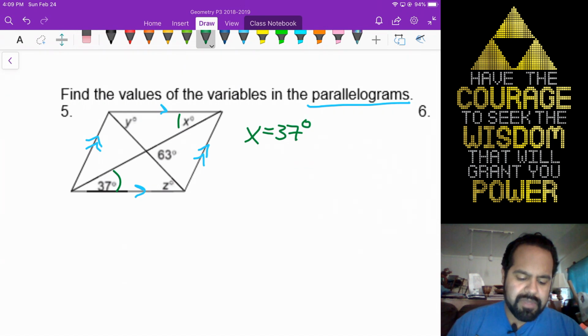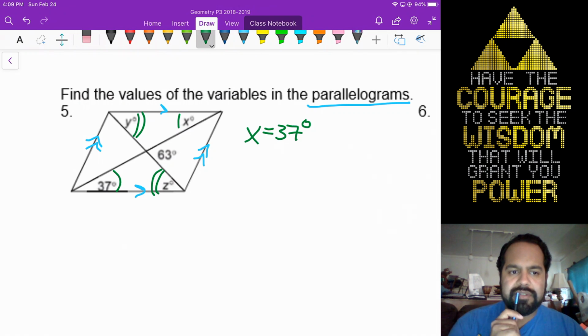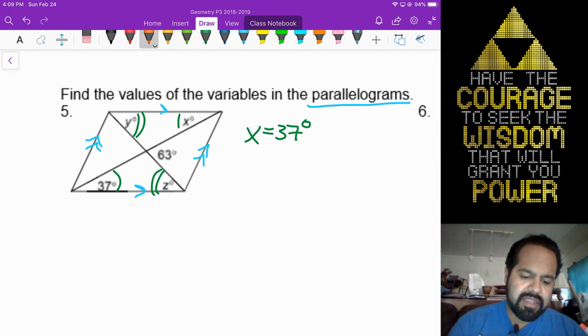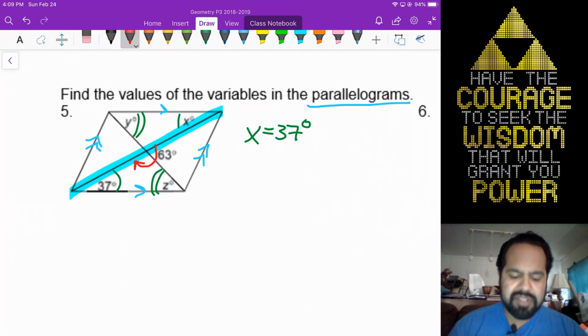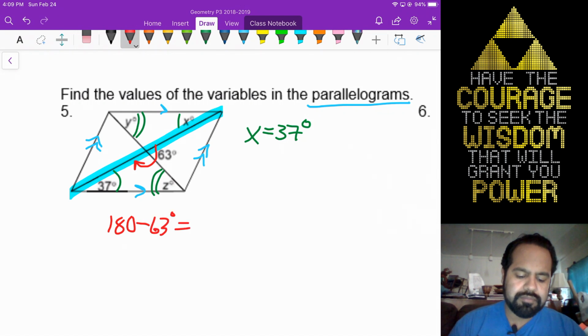Let's see here. It looks like angle y and z are congruent. So we're going to have to solve for one of those. Ooh, you know what? I believe if I look at this as a straight line, these two angles together, why am I picking the same color? Let's do red. These two angles together have to add up to 180. So let's do that. 180 minus 63. So that's going to be 117. So that's the measure in the corner here, right?